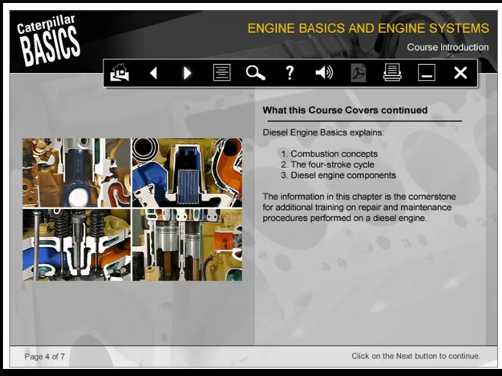Diesel Engine Basics explains combustion concepts, the four-stroke cycle, and diesel engine components. The information in this chapter is the cornerstone for additional training on repair and maintenance procedures performed on a diesel engine.